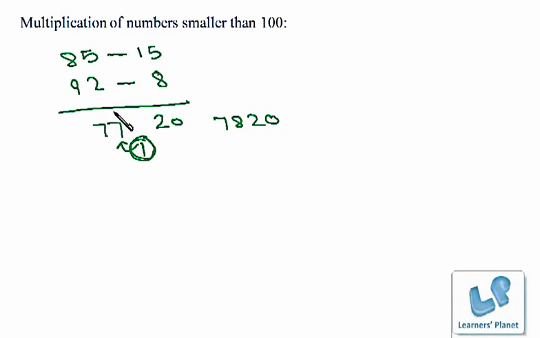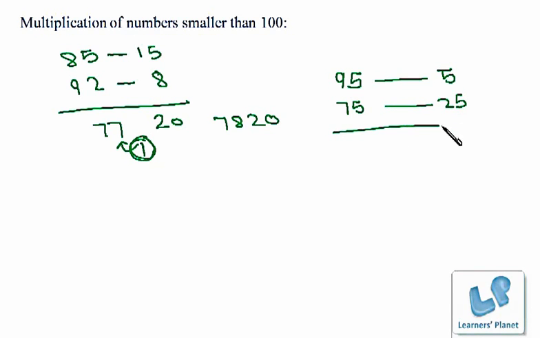Let us practice a few more sums like this. We'll take 95 and 75. So 95 into 75. So this has a difference of 5 while this is 25. So 5 into 25 is 125. We'll write 25 as it is and 1 has to be carried forward.